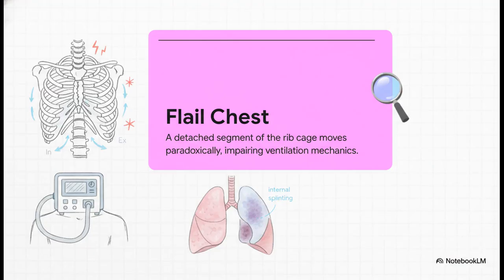Flail chest is a dramatic example, usually after a major trauma. You've got multiple ribs fractured in multiple places, creating this free-floating segment of the chest wall.